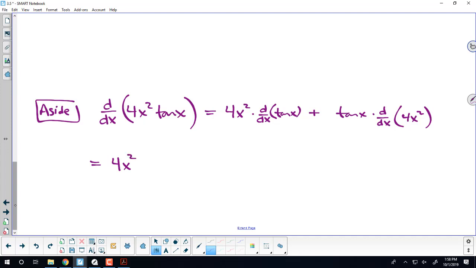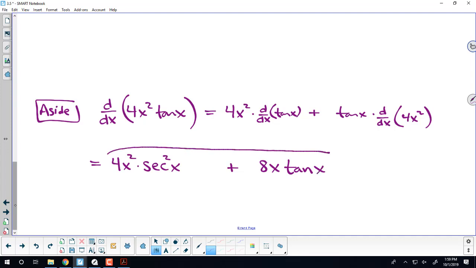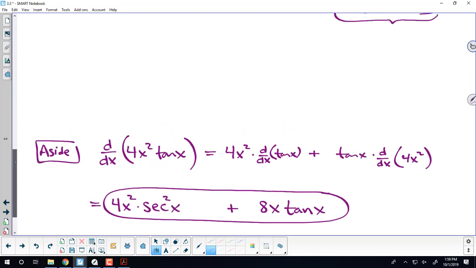So we have 4x squared times the derivative of tangent, which is secant squared, plus we have the derivative of 4x squared gives us 8x times tangent. So then all of this stuff needs to go in place of our original computation up there.